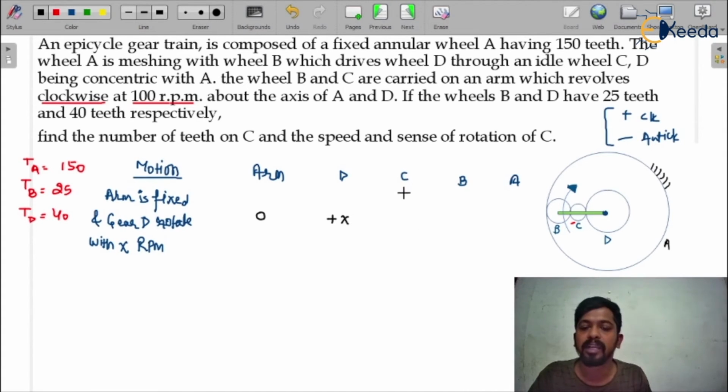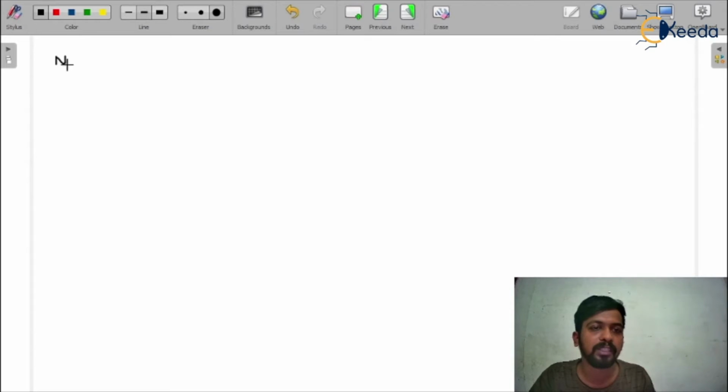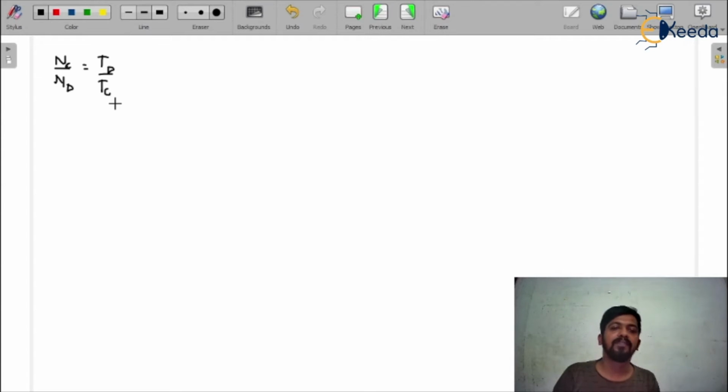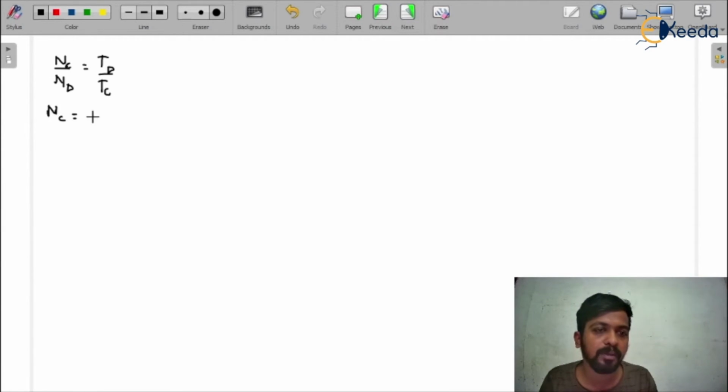How can we find out the speed of C? Using the gear ratio. You all know if two gears are in meshing, you can calculate the speed of the gear C, that is TD upon TC. We all know that the number of teeth are inversely proportional to the speed. So from here you can calculate the speed of C, that is ND multiplied by TD upon TC.